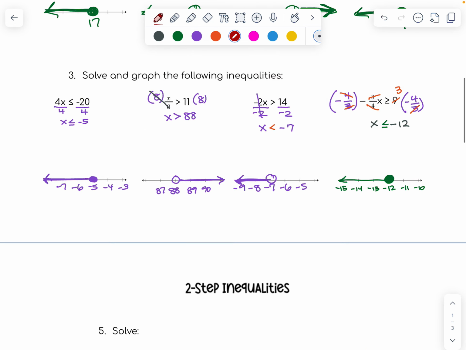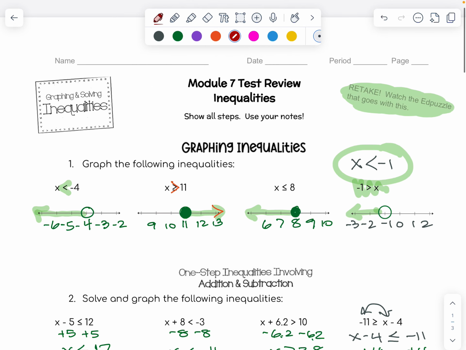Practice the ones you struggled with. You can redo this test and do much better. Good job.